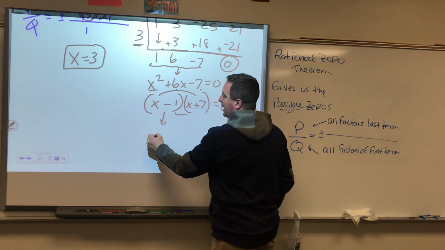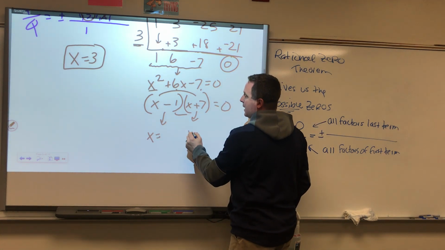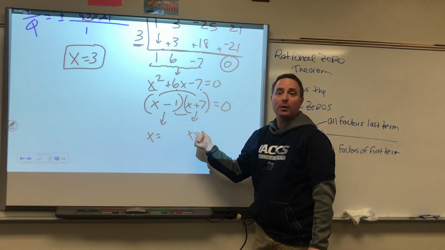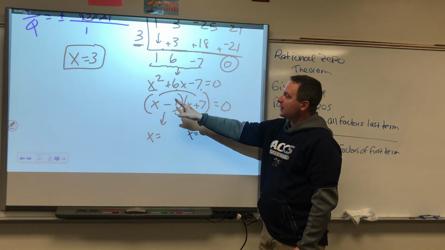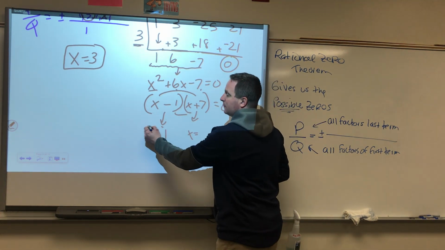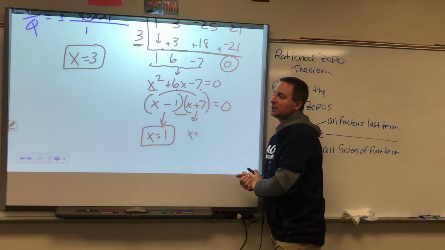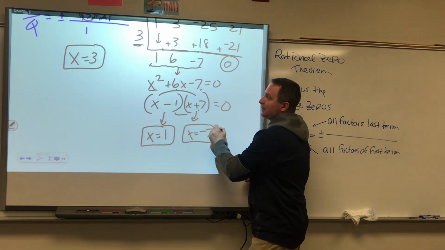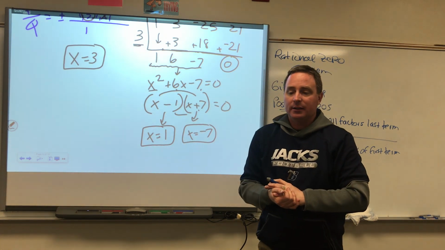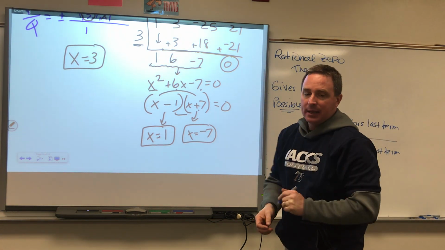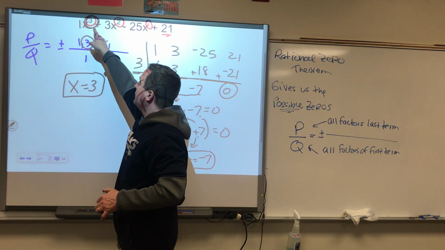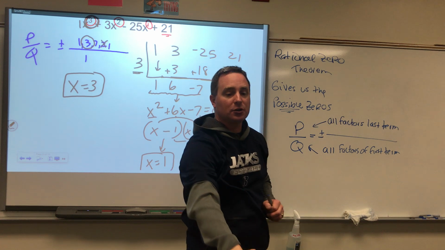And then I find my solutions. You can do this one of 2 ways. You can set each one of these equal to 0 and solve it, or if you remember the shortcut, if it's x minus 1, positive 1 is a solution, and if it's x plus 7, negative 7 is a solution. And there are my other zeros. Once again, if you remember way back at the beginning, I said there's a third power, so we had to have 3 solutions.